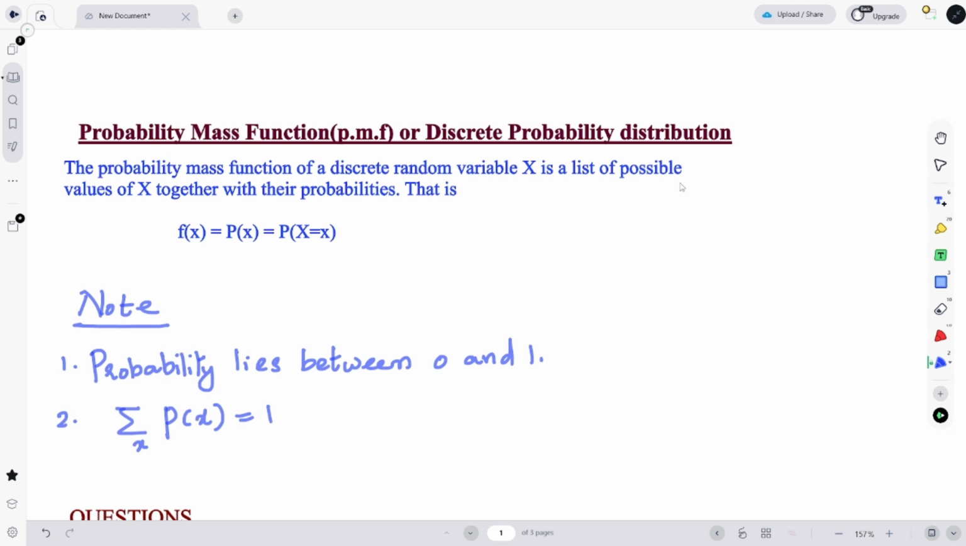Today's topic is probability mass function. In short, we can write PMF, or it is also known as discrete probability distribution. Now we can see the definition.